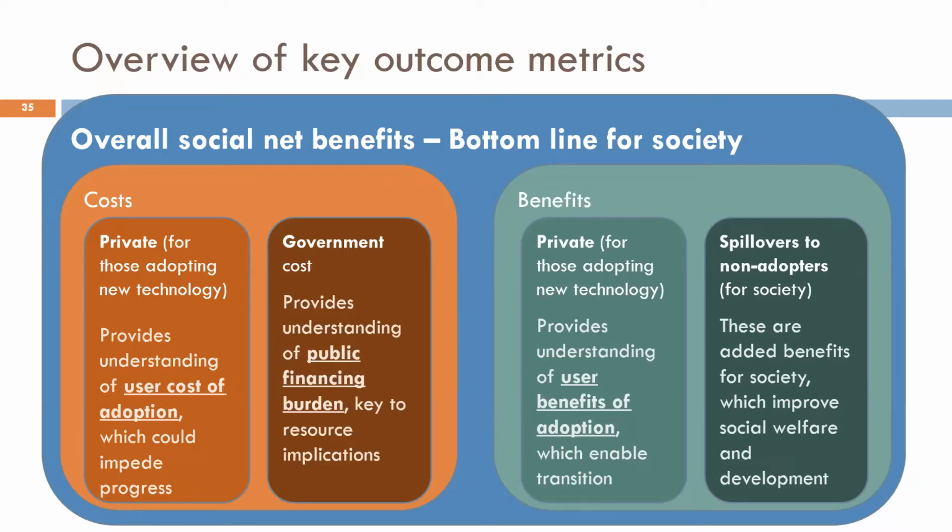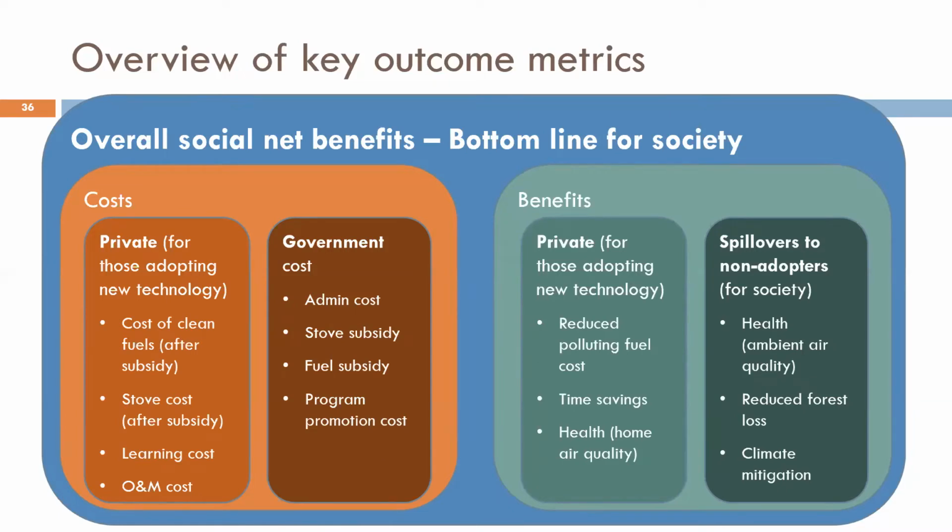Next slide. To be a bit more specific, this slide shows the types of costs and benefits in BarHap that fall under each of these perspectives. We keep track of expenditures on stoves and fuels, as well as the costs of government subsidies that reduce those costs for users, plus operation and maintenance, learning, administrative, and promotion costs. On the benefit side, it is reduced mortality and morbidity, the health benefits, time savings, as well as environmental benefits, forest preservation and climate change mitigation.